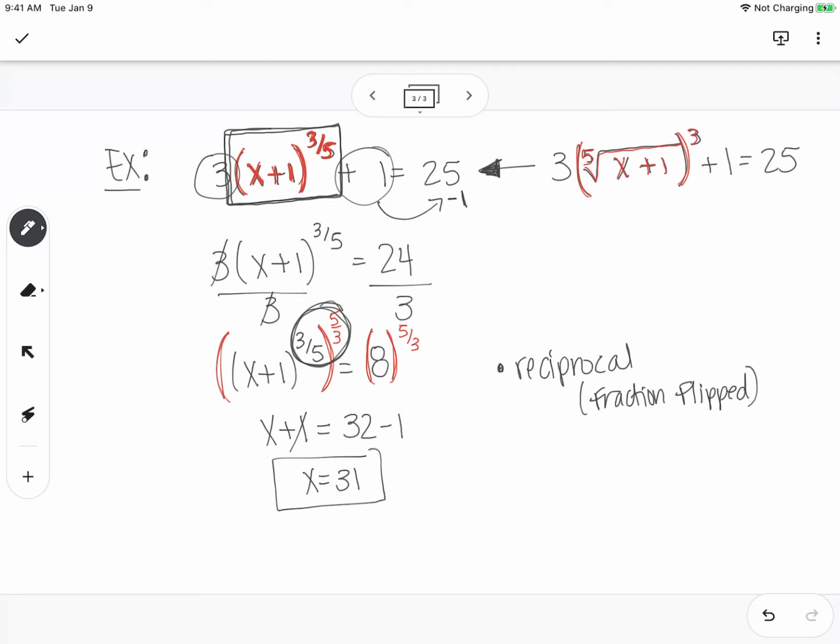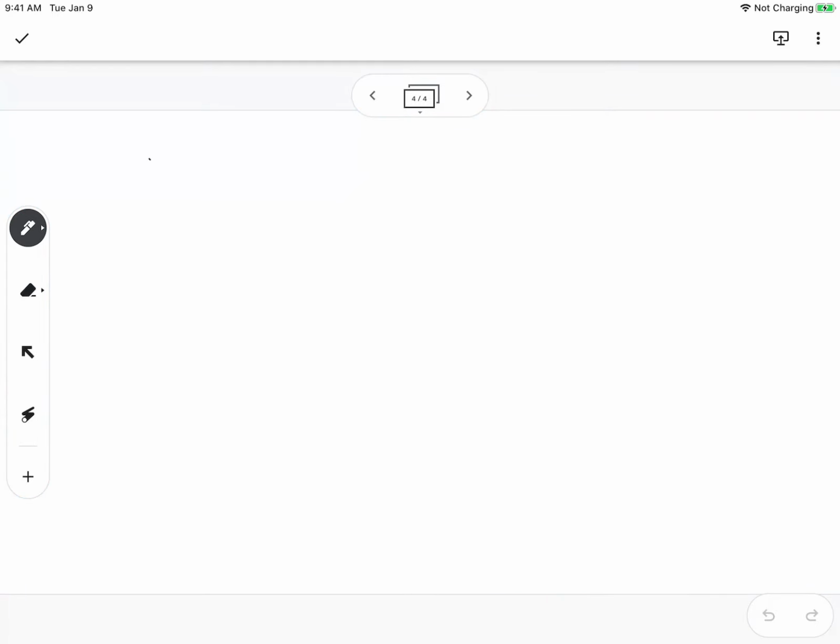All right, so let's take a look at another example. Let's do another fun one. I like those. I think they're fun. But then again, I like puzzles and those sorts of things too.